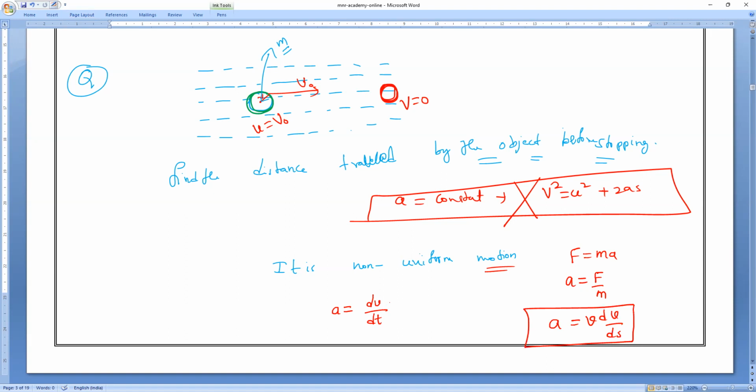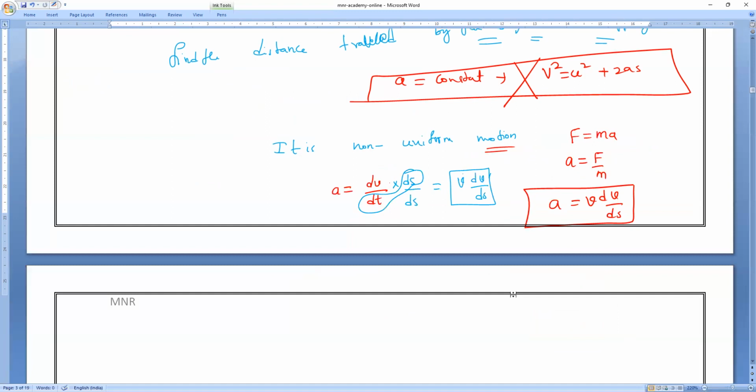By multiplying both numerator and denominator by ds, ds by dt is equal to v, and dv by ds remains. So v into dv by ds. This is the other acceleration formula.